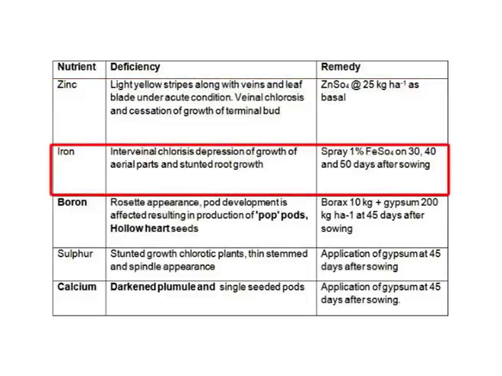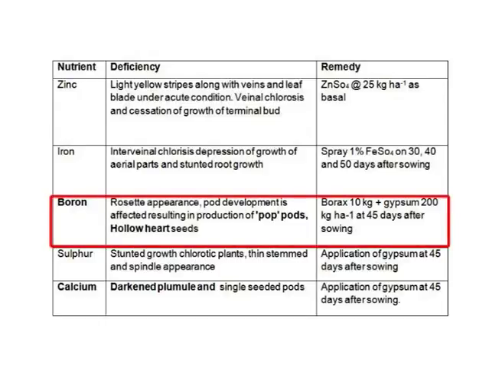Then iron, here the deficiency symptoms are interveinal chlorosis, depression of growth of aerial parts and stunted growth. Here we can apply as a remedy a spray of 1% ferrous sulphate on 30th, 40th and 50th days after sowing.